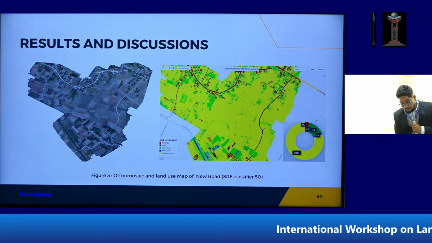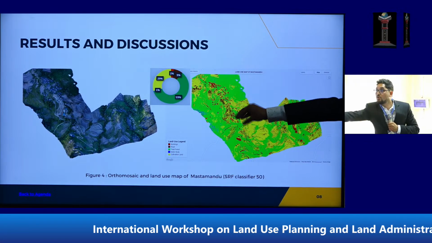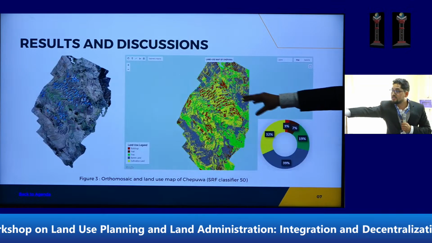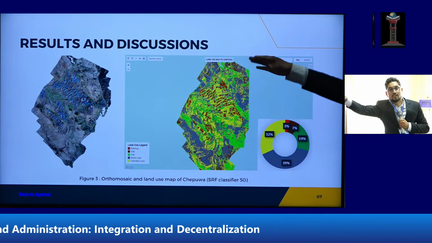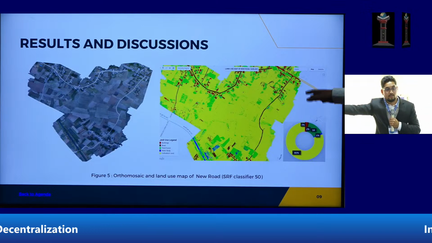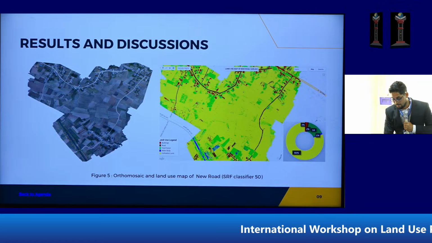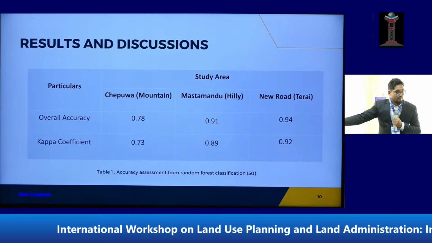And well, in the hilly region the settlement zone is in the center, and also in the mountain the settlement zone is in the center, but the agricultural land is outside, covering the settlement zone. Well, here you see the just opposite. The lifestyle is different, and this is the accuracy that I have obtained.